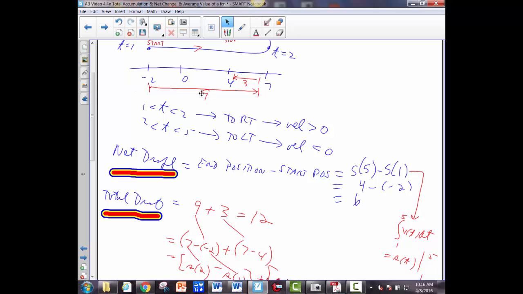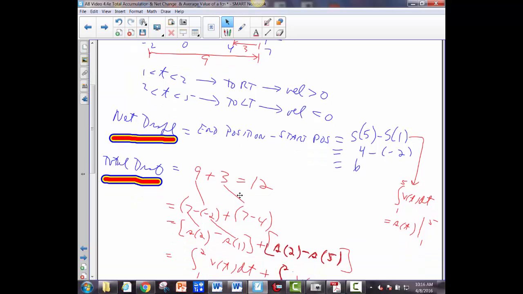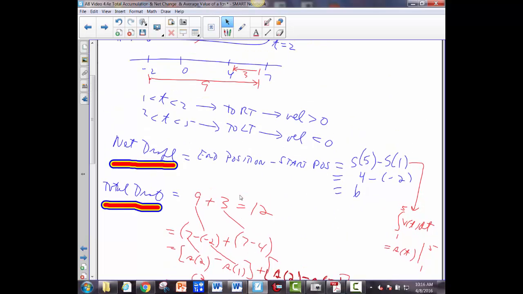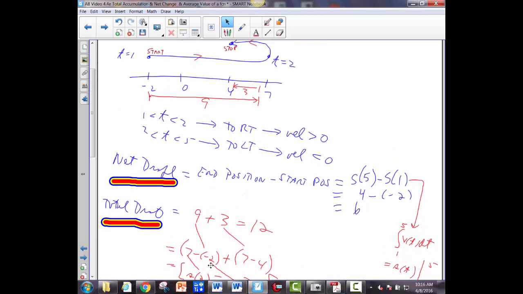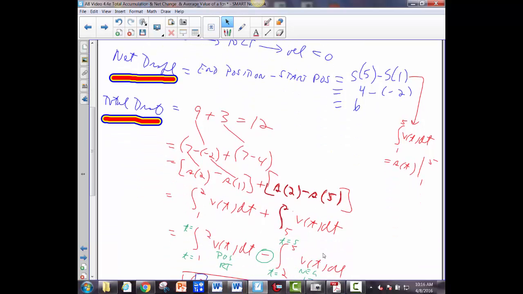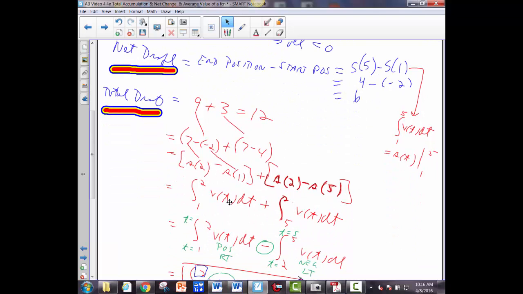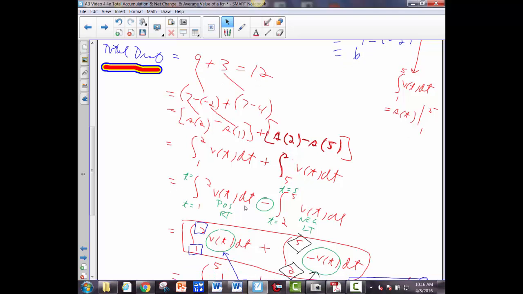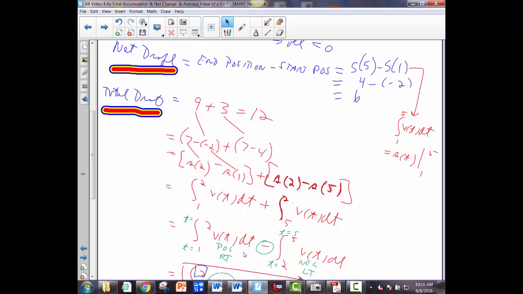The total distance, on the other hand, is the 9 plus the 3. To get the 9, I did 7 minus -2. To get the 3, I did 7 minus 4. Now, 7 is where he was at 2 seconds, -2 is where he was at 1 second, and 4 is the position at 5 seconds. Thinking about that as integration, that would be the integral from 1 to 2 of v of t dt, which gives s of 2 minus s of 1, because when you integrate velocity, you get position.